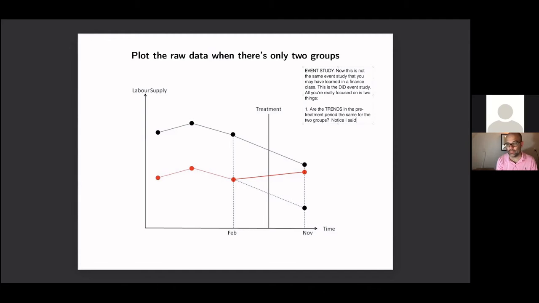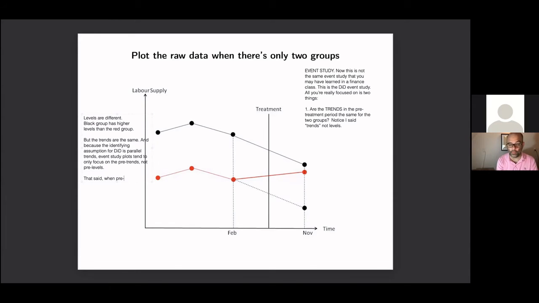Notice I said trends, not levels, right? You can see here that the levels are different. This one's higher, okay? The black group has higher levels than the red group, but the trends are the same, right? And because the identifying assumption for DID is parallel trends, event study plots tend to only focus on the pre-trends, not pre-levels. Okay, pre-trends, not pre-levels.